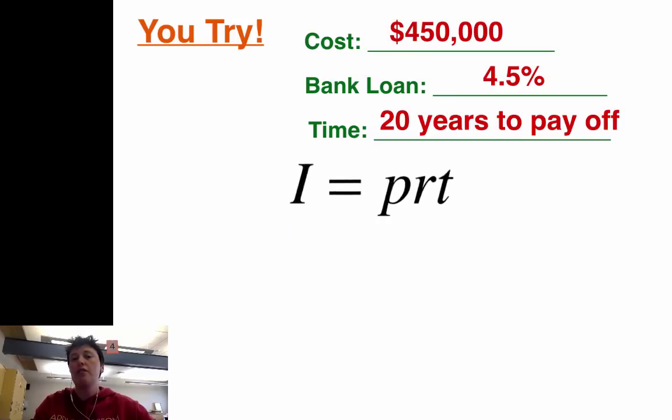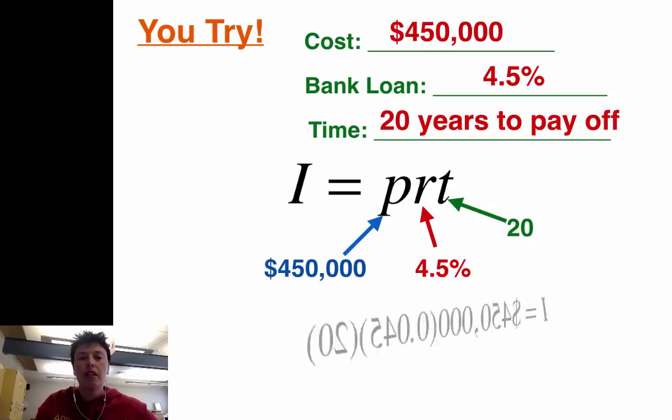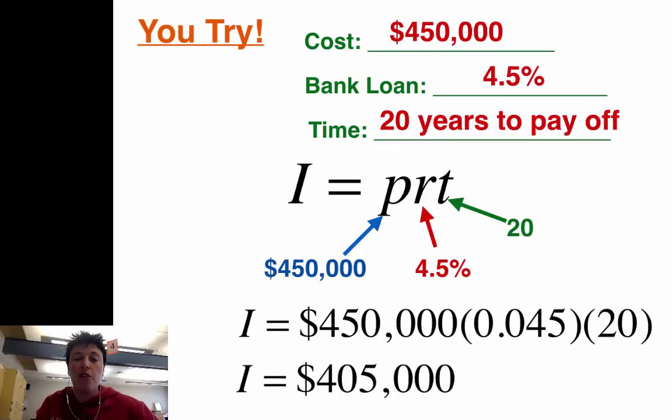So hopefully you have your simple interest formula, I equals PRT. The principal for this house is $450,000. The rate is 4.5%, and the time that you get is 20 years. So that's kind of our setup. So we're going to do 450,000 times our rate, which I'm going to rewrite as 0.045, times 20 years. And then you put all that in the calculator and you end up getting a nice big number, $405,000.